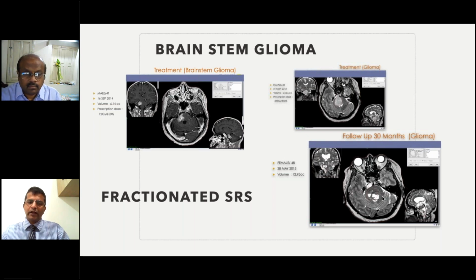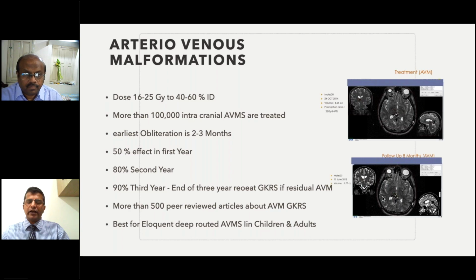So there are arteriovenous malformations. They are vessel malformations, treated by giving a large dose compared to benign tumors, from 16 to 25 gray in a single setup. In some cases, it will also be done as a staged radiosurgery, where the prognosis is very good, and 90% obliteration could be seen in the patients in the 2nd or 3rd year.